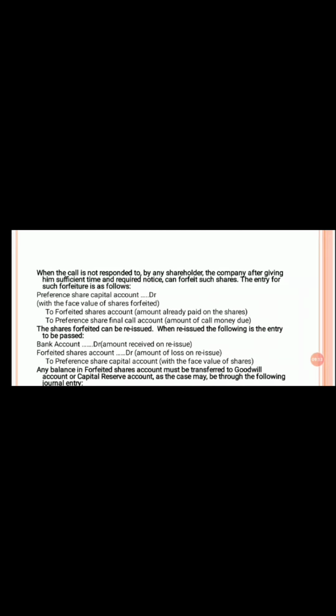So this is the condition wherein we have made the call but the shareholders have not responded. So when the shareholders do not respond, the first step is we have to give them sufficient time and required notice. But still if there is no response from the shareholders, then we have every right to forfeit the shares. So what is the journal entry for forfeiture of preference shares? The journal entry would be preference share capital account debit to forfeited shares account and to preference share final call account.